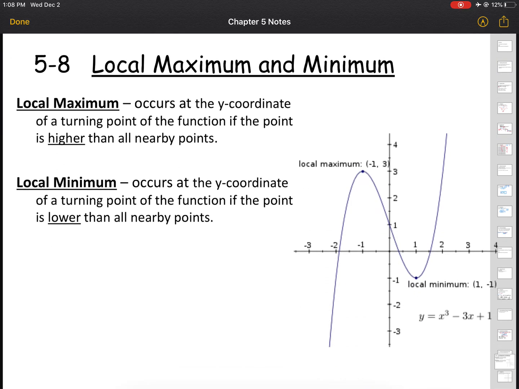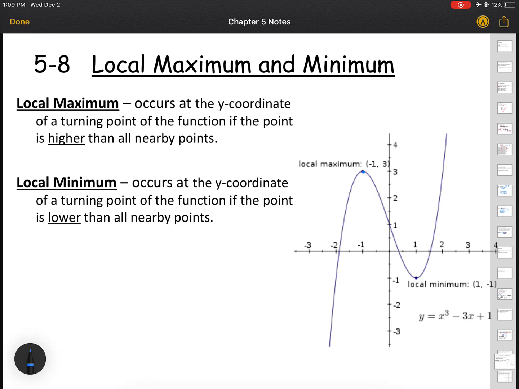So, for example here, a local maximum occurs at the y-coordinate of a turning point of the function if the point is higher than all the nearby points. So our local maximum, according to our graph here, at negative 1, 3, that's a local maximum, 3 being the highest y-coordinate compared to the y-coordinates around it, nearby.